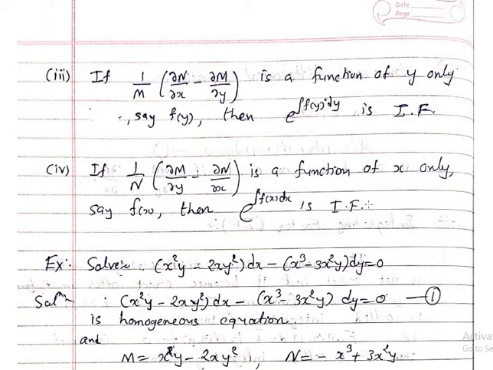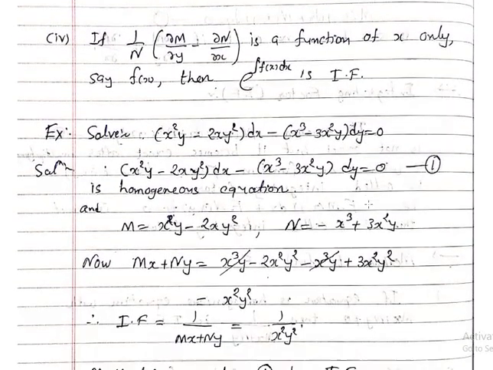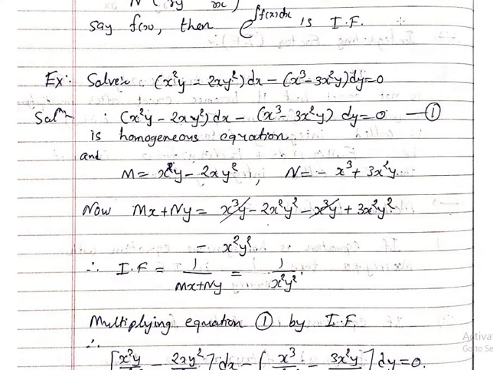There is one more, that is the inspection method, but in inspection you have to adjust your terms into the derivative of some standard function. So in that case we are going to use the inspection method, if you can write the given function as a differentiation of some standard one. So we are going to start with one example. Solve (x square y minus 2xy square) dx minus (x cube minus 3x square y) dy is equal to 0.